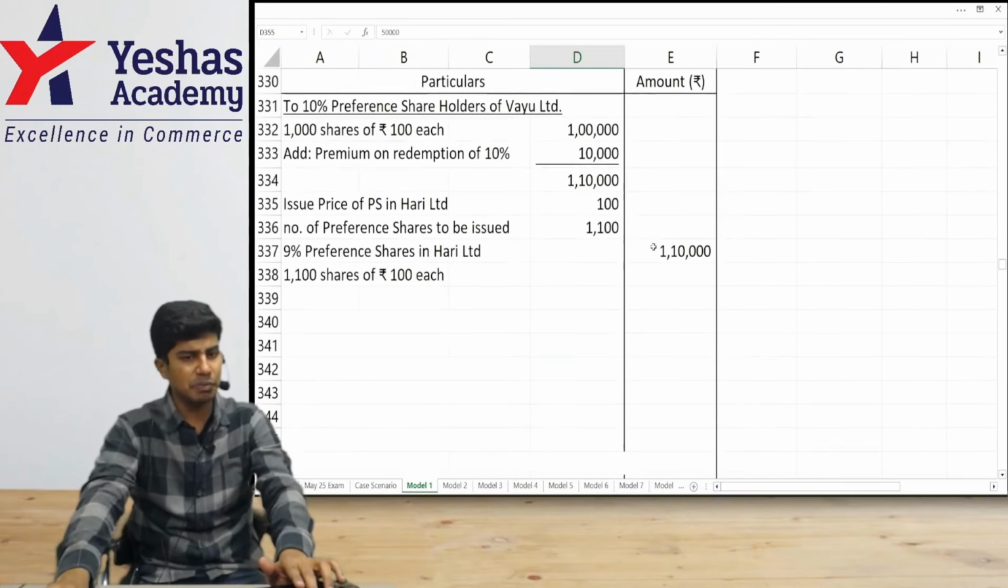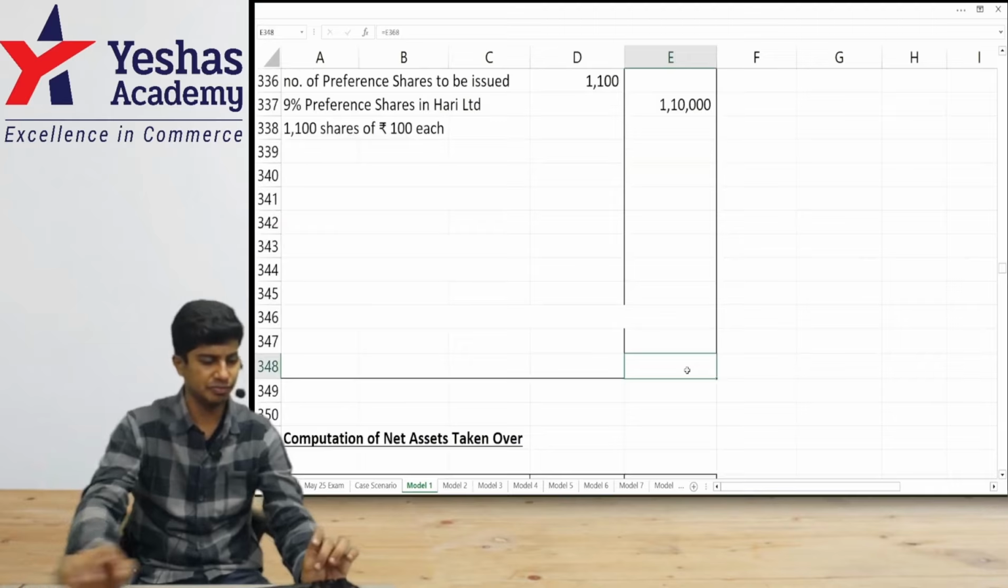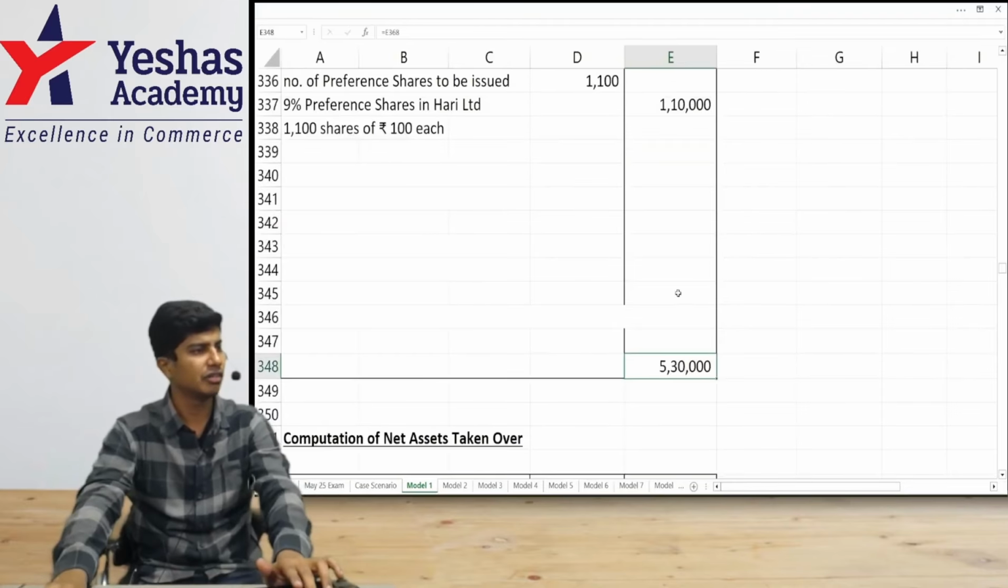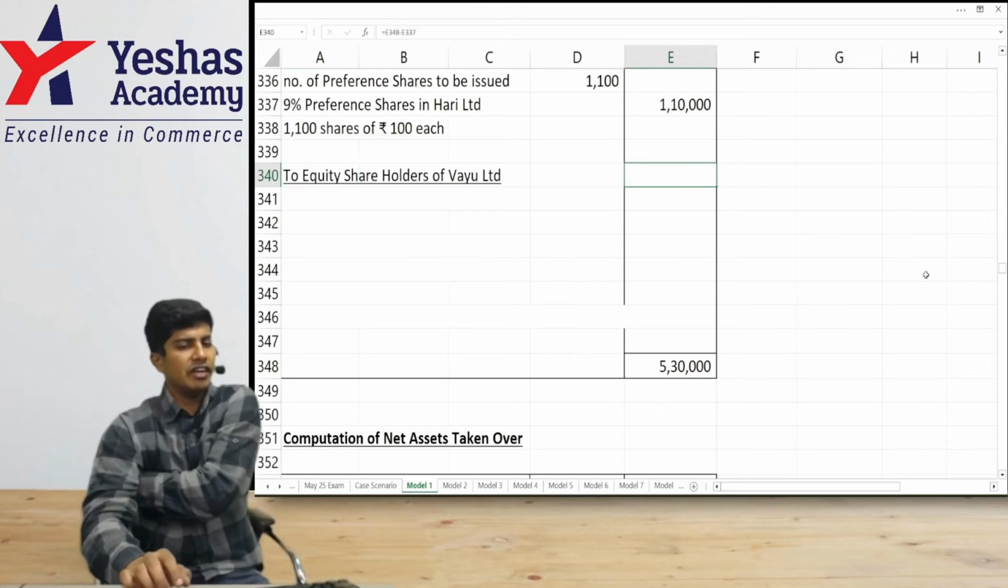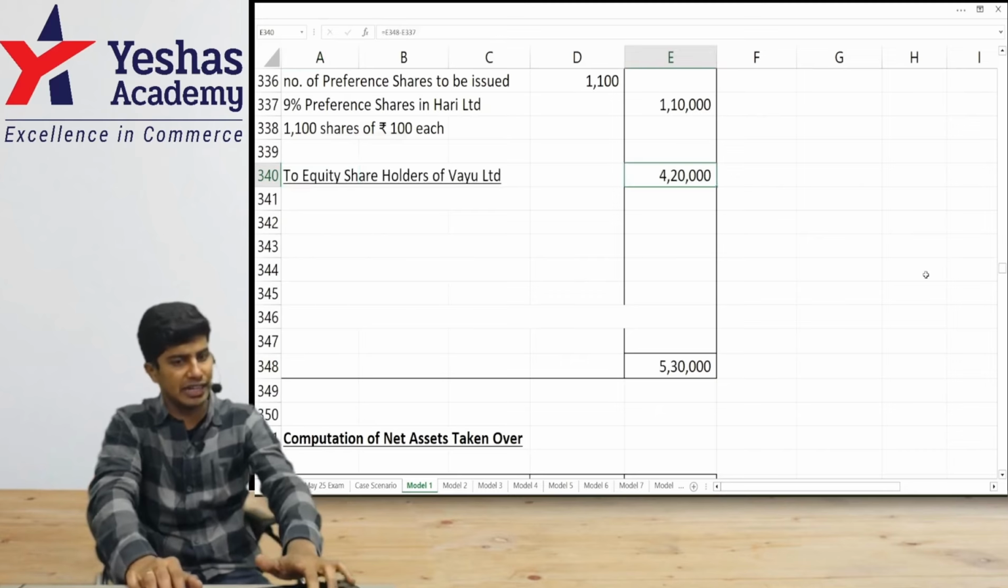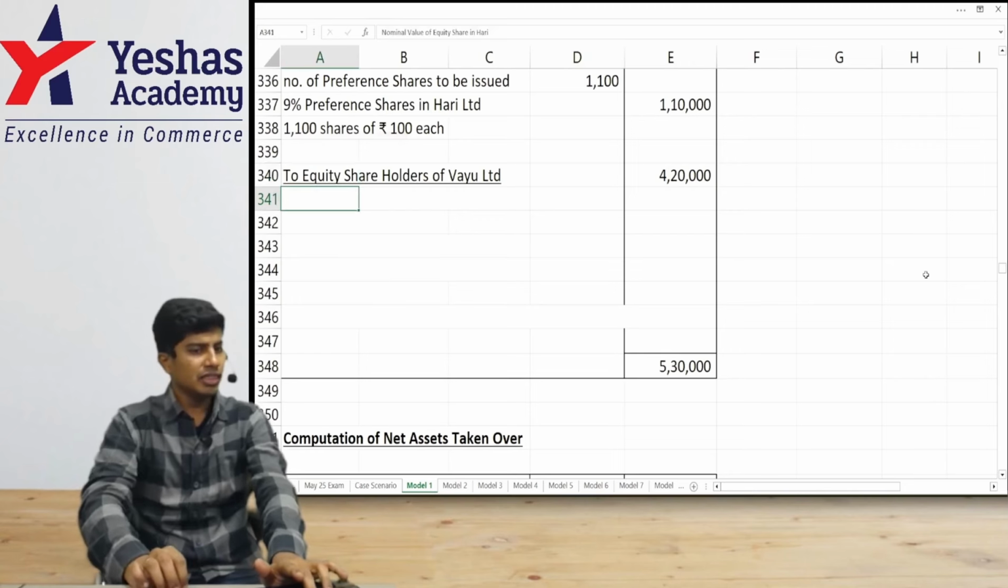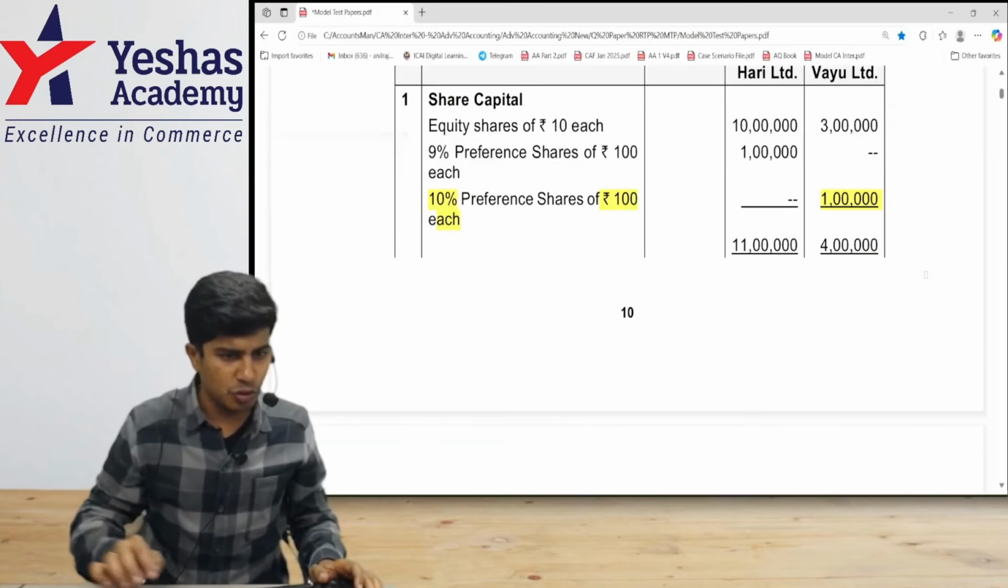In the 5,30,000 purchase consideration, what should I give? 1,10,000 I have already given to the preference shareholders. How much should I give to equity shareholders? 5,30,000 minus 1,10,000, which is 4,20,000. This 4,20,000 is what I have to give now.